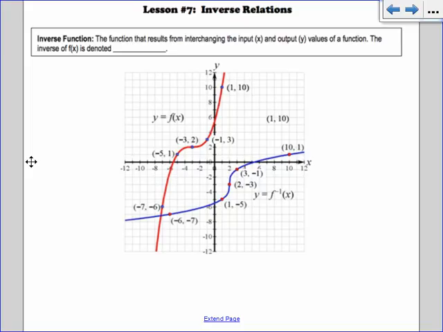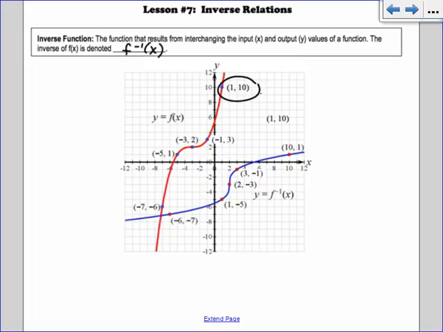So an inverse function is a function that results from interchanging the input x and the output y values of a function. So you're just switching the x values and the y values. It says the inverse of f of x is denoted by f inverse of x, f to the negative 1 of x. Okay, so if you notice from the graph, one of them, the black line on mine, is f of x, and the blue line is f inverse of x.